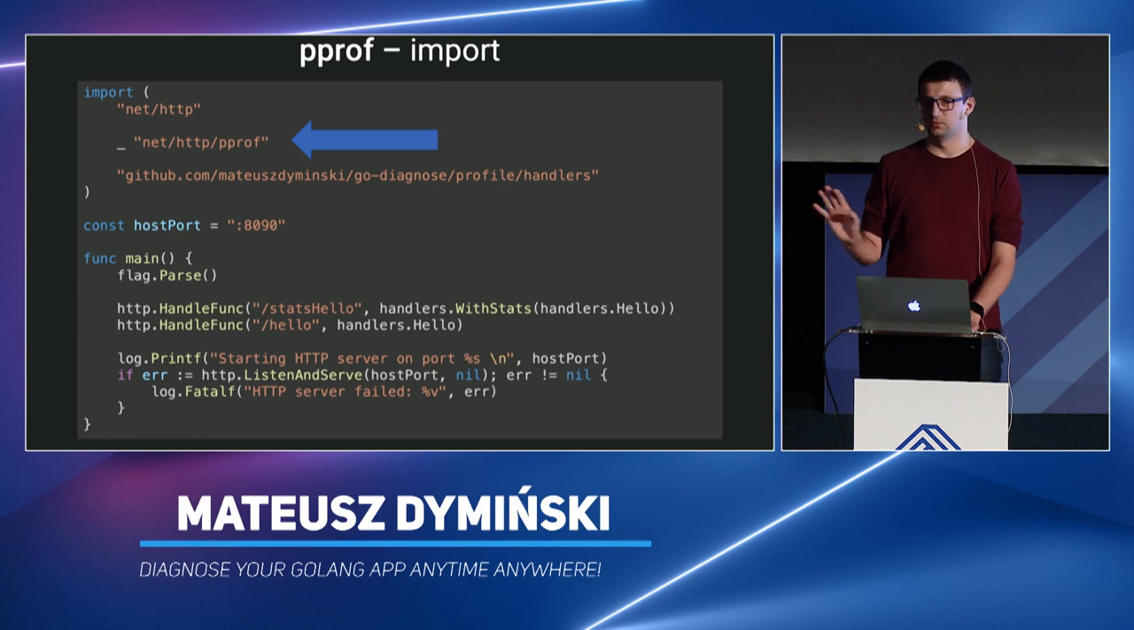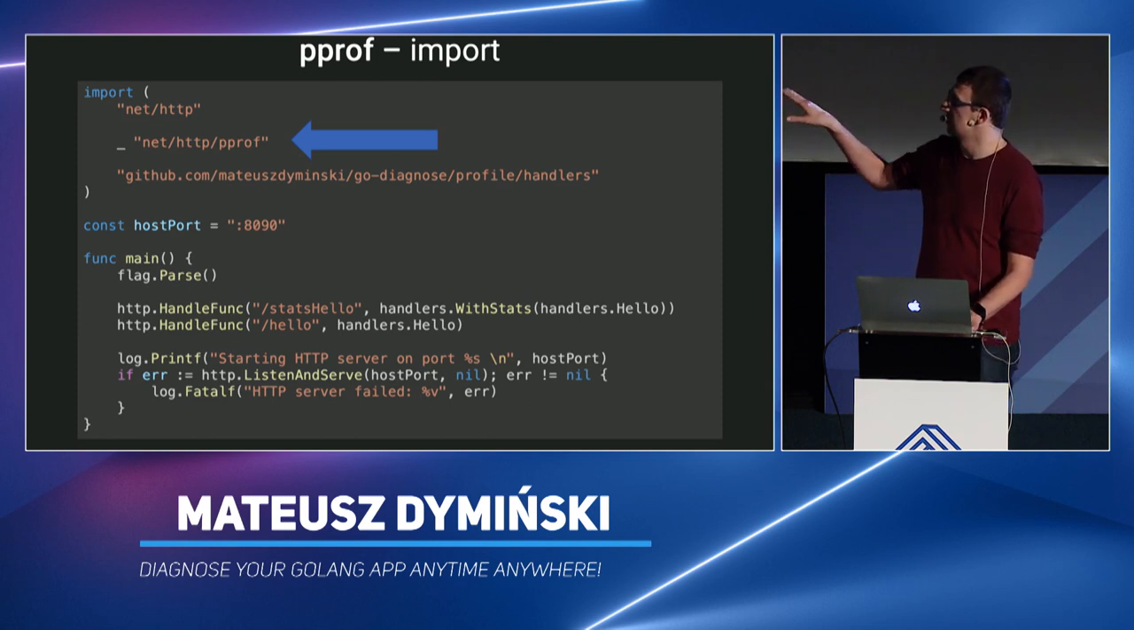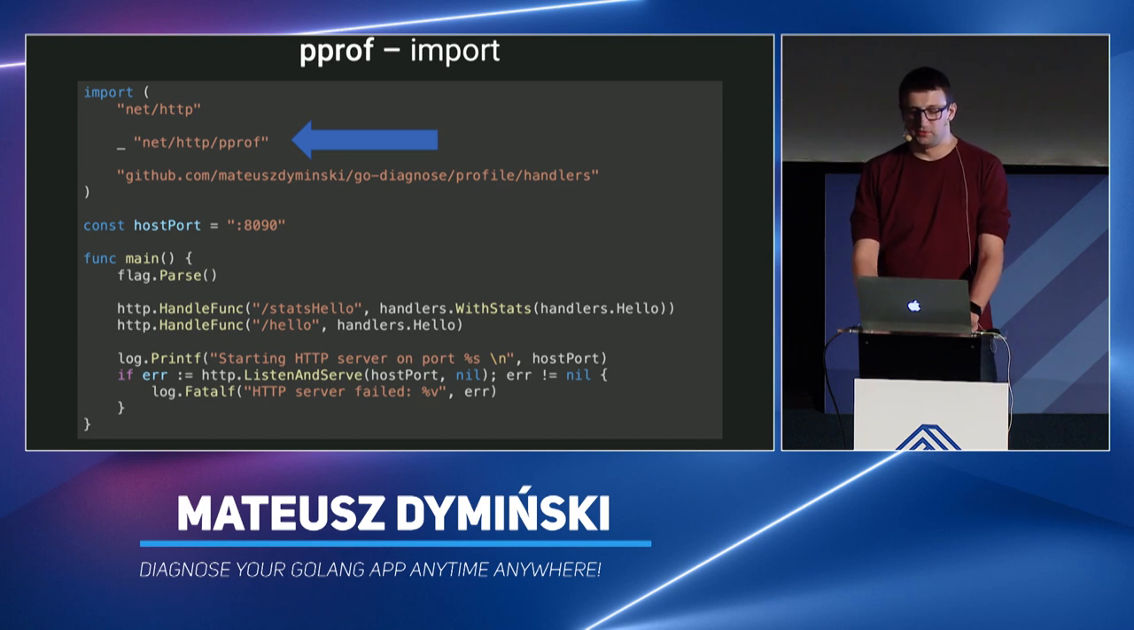Okay, so let's check this example. In this example, we are of course putting the blank import at the top, and we have two extra endpoints: stats hello and hello. The very first one has a wrapper, what is called middleware in Go. So you wrap your handler and then you run your code, this hello handler, which is basically just printing hello world, and they are adding some extra functionality to this handler.